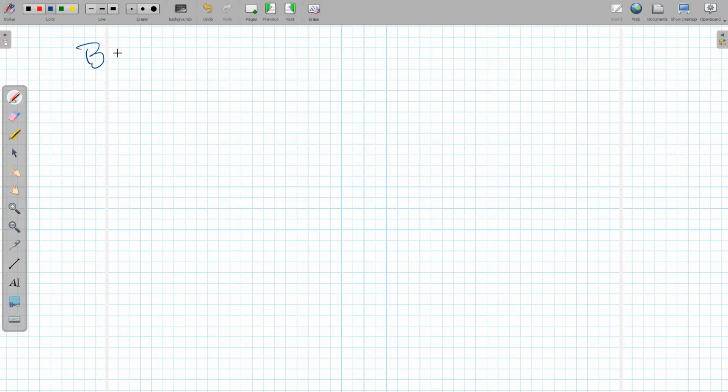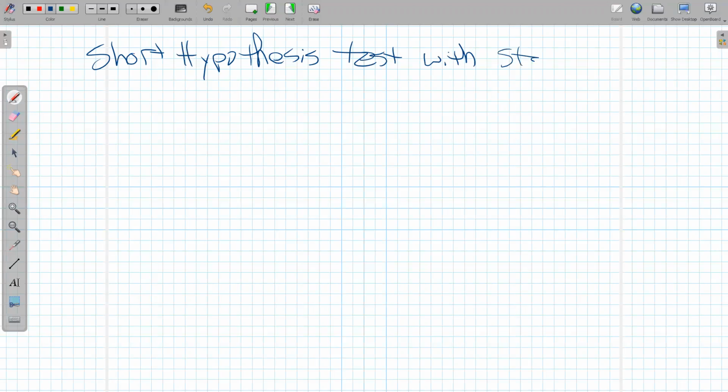So I'm doing what's called a basic hypothesis test. Actually, I'm going to call it a short hypothesis test because there's a longer version we'll get to next class. Short hypothesis test with StatKey. We're doing a mean here. And so number one thing we need with a mean is we have to have sample data. Not just a summary, it's got to be all the data.